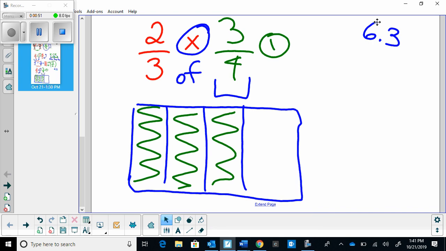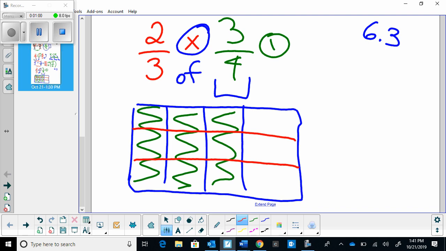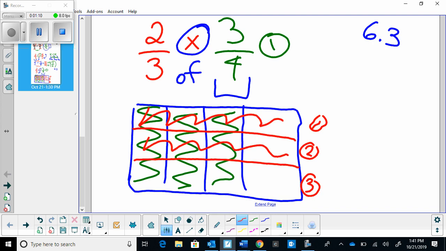Now I've got the 3/4 and I need to draw 2/3 of that. So I'm going to break it up into 3, and I want 2/3. So I've got 1, 2, 3. 2/3 would be this one colored in and this one colored in. So here we've got 2/3, and over here, if you look at the top, we've got 3/4.